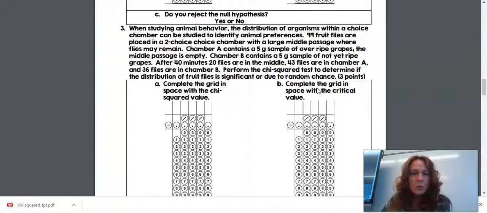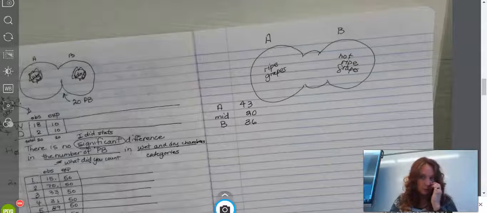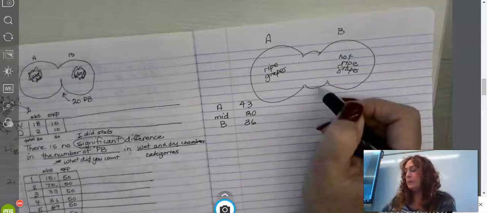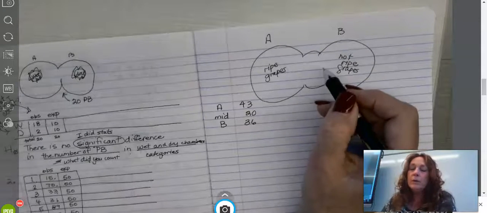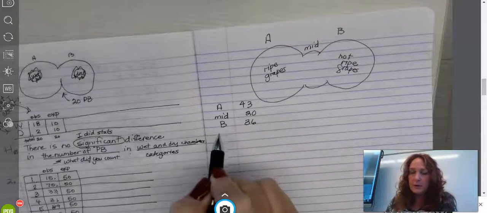So after 40 minutes, you have 20 in the middle, and you have 43 in A and 36 in B. Okay, so let me show you what I drew. So this is that type of choice chamber. Mine's a smidgen exaggerated there with the middle. So this is the middle. And these were what they observed.